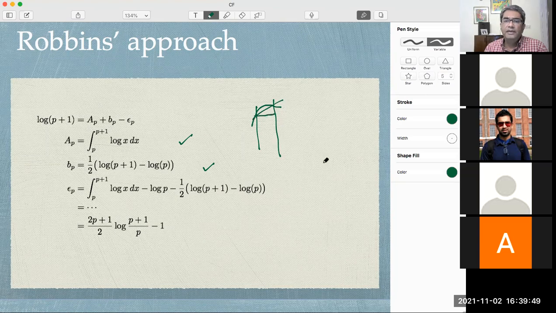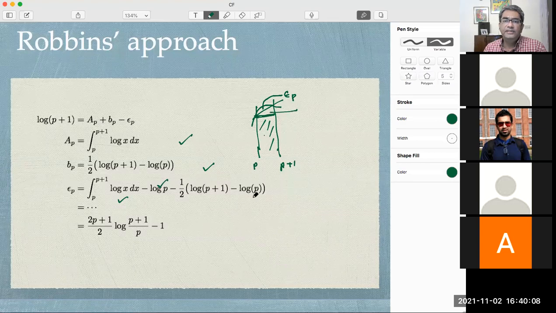So this time he takes the area under the curve. So this is what we want. This is EP, long P. So he takes the integral again, the entire thing. He subtracts this part. So this is P and this is P plus 1. So he subtracts this. This is log P.